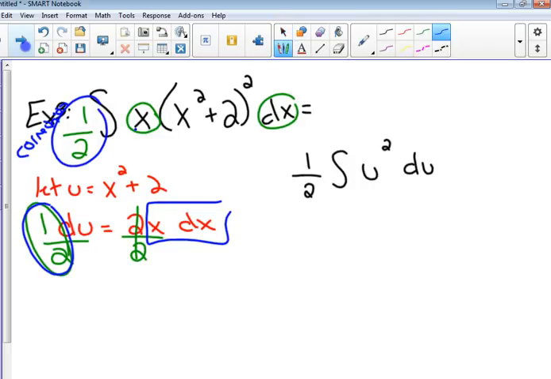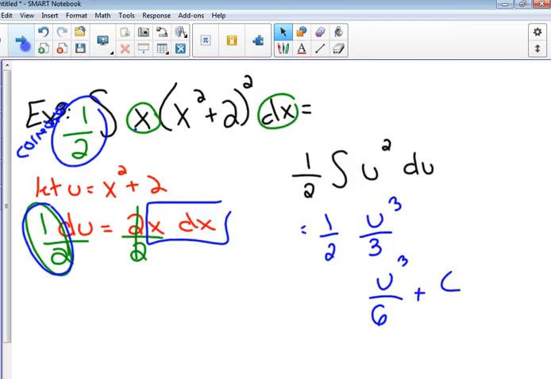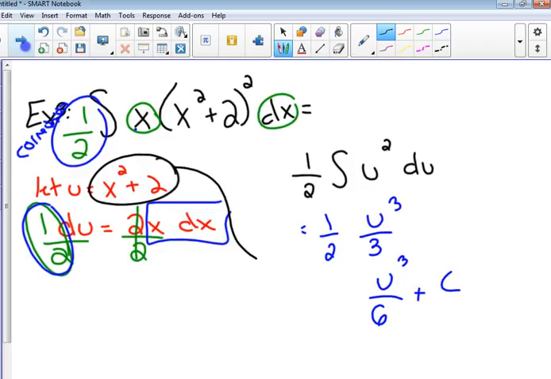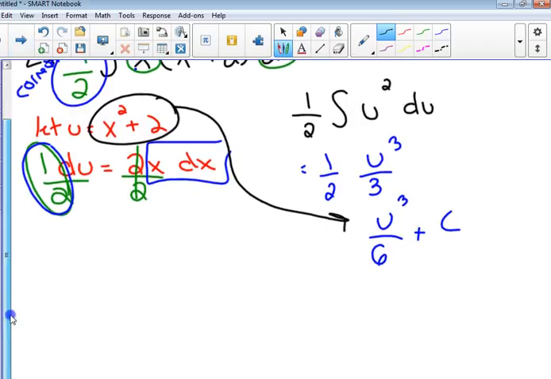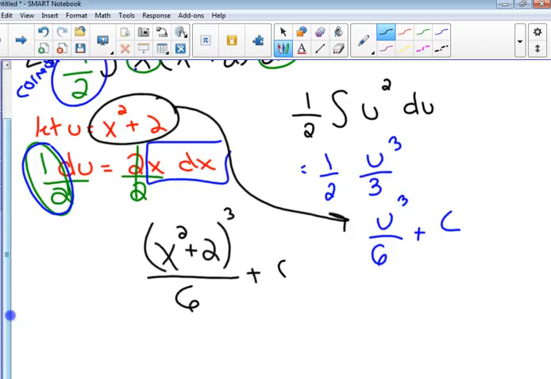Okay, so now for once you guys are here, just integrate like you normally would. So u cubed over 3. We're going to multiply it by 1/2. So this is going to be u cubed over 6, plus c. And then at the end, we're going to take our u and plug it back in. So x squared plus 2 cubed over 6 plus c.